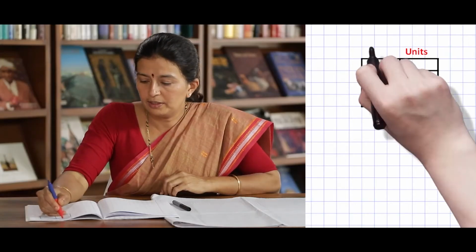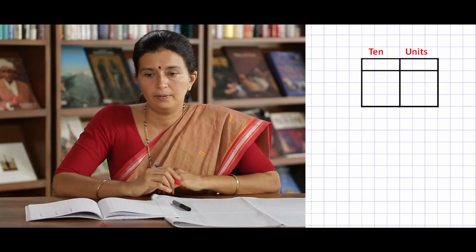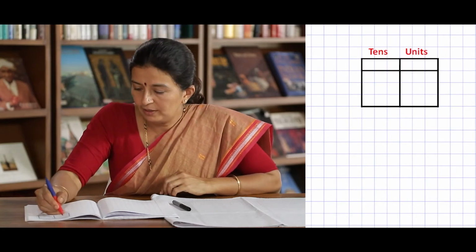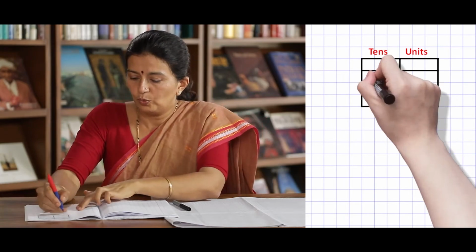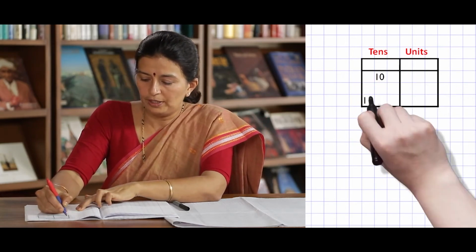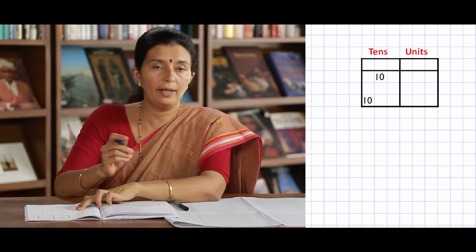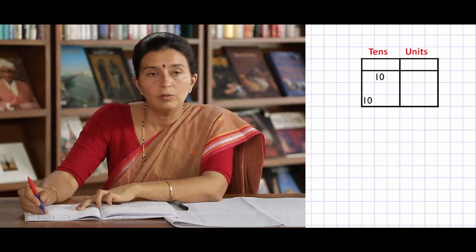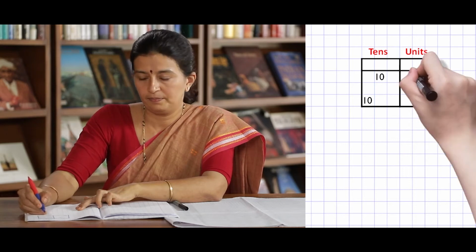Now, the first house is of units. Let us write units. Then it is tens. Let us write it as 10. How many tens are there? We have 2 tens. 1 ten, 2 tens. How many units do we have? In 23, there are 3 units.